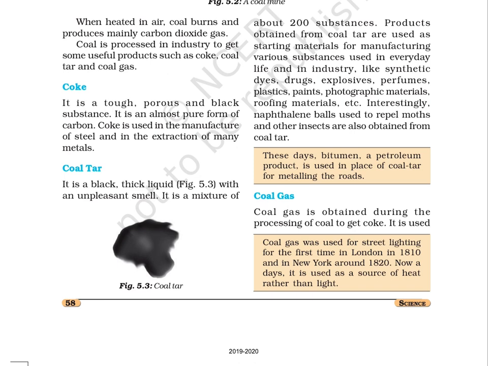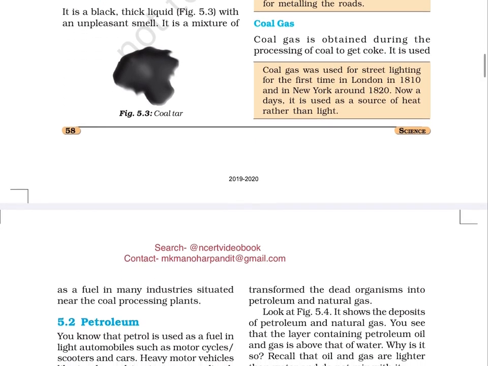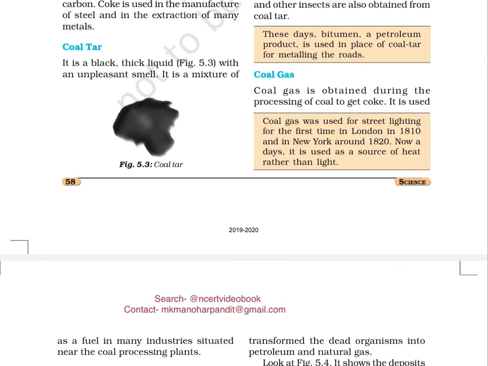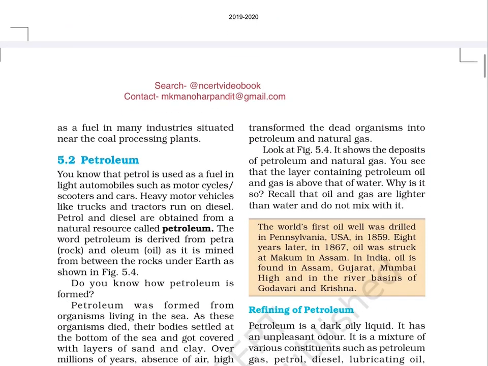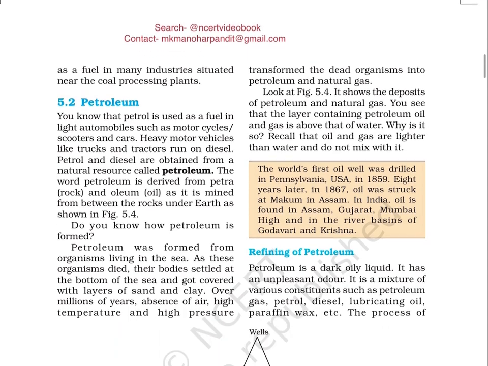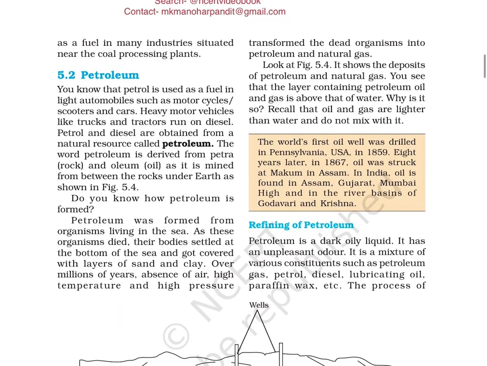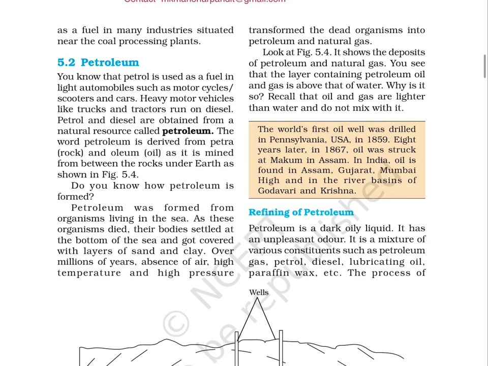Coal gas. Coal gas is obtained during the processing of coal to get coke. Coal gas was used for street lighting for the first time in London in 1810 and in New York around 1820. Nowadays, it is used as a source of heat rather than light. Page 59. Coal gas is used as a fuel in many industries situated near the coal processing plants.